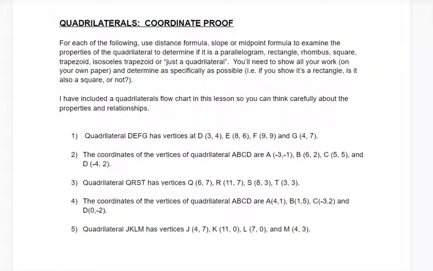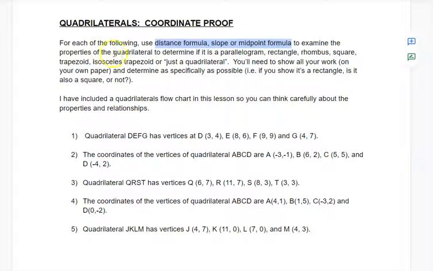Backfish, and today what you're seeing is 5 different problems I gave my students on coordinate proof and how to decide what type of quadrilateral you have. So we talked about how to do this, and it says for each of the following use the distance formula, the slope, or the midpoint formula. So those are the key ideas there in terms of tools we're going to use to decide what we have.